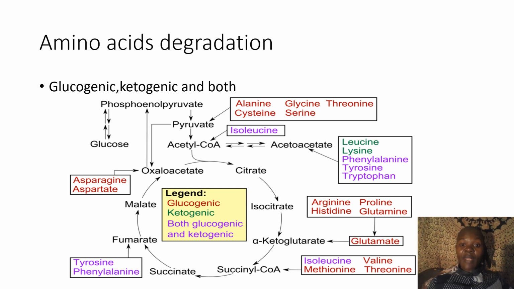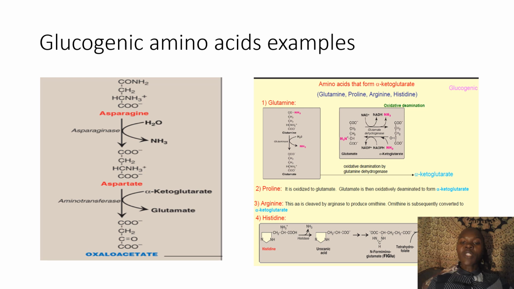Then you have valine, threonine, and methionine, which are specifically going to form succinyl-CoA, which will further form succinate in the TCA cycle. So those are intermediates of the TCA cycle. They are purely glucogenic. That is valine, threonine, and methionine. Isoleucine is both glucogenic and ketogenic. So, classification of those amino acids based on their degradation products: they are classified as glucogenic, ketogenic, as well as both. Let us look at a few examples of the degradation of those amino acids.